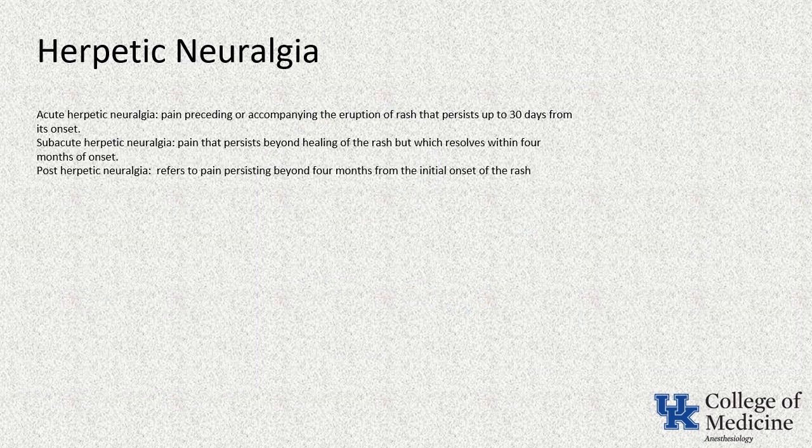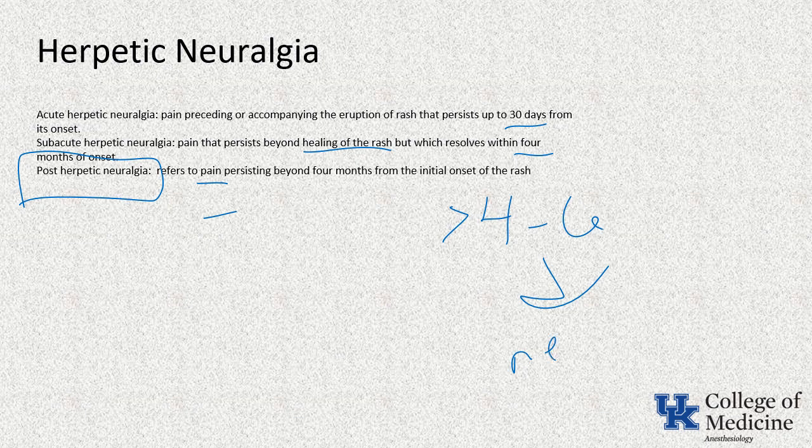Some definitions. So acute herpetic neuralgia, so essentially shingles. That's pain and rash that persist up to about 30 days from its onset. Subacute herpetic neuralgia, this is pain that persists beyond the healing of the rash, but usually resolves within about 4 months or so. Postherpetic neuralgia, we say this definition for people that have pain after the rash has resolved somewhere greater than 4 to 6 months. And this is usually from neuronal damage.